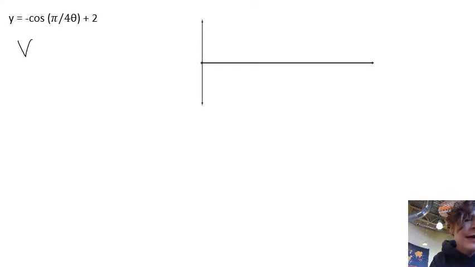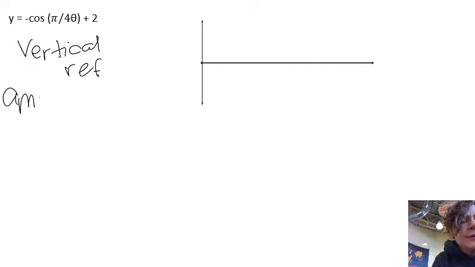I see that I have a negative out front, so I know that that's going to be a vertical reflection, reflecting around the x-axis. My amplitude, there is no amplitude change, so it's still 1. The amplitude is always positive, even if there's a negative out front, because the negative just implies the reflection.